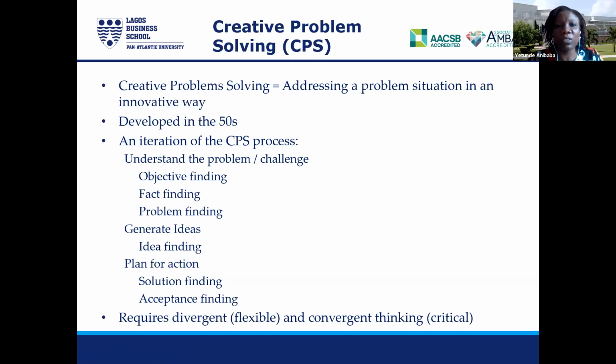So a general iteration of the creative problem solving process includes, number 1, understanding the problem and challenge. And you'll notice that it's similar to the video that was shown just before we started the session. So first is understanding the problem or the challenge. The second one is generating ideas. And the third is planning for action. Let me just explain this briefly before we go into the meat of the matter today.